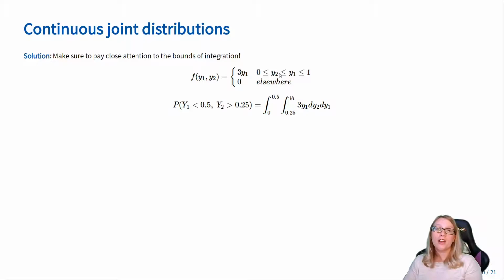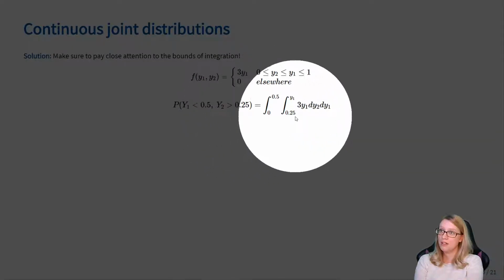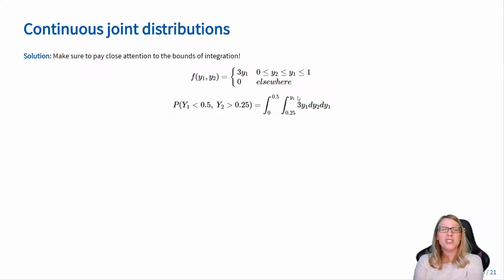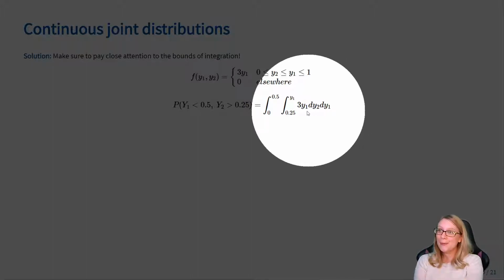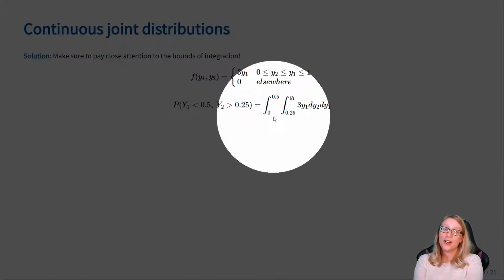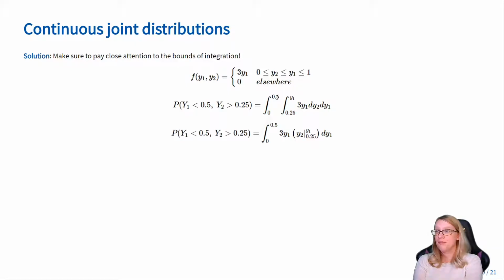Now here I've chosen to take my integral with respect to y2 first. We can certainly change the order. We could do this dy1, dy2. We should get the same answer. If you integrate with respect to y2 first, y2 will range from 0.25 up to y1 because we do have that upper bound on y1. Once we have integrated out y2, then y1 can range from 0.25 to 0.5.